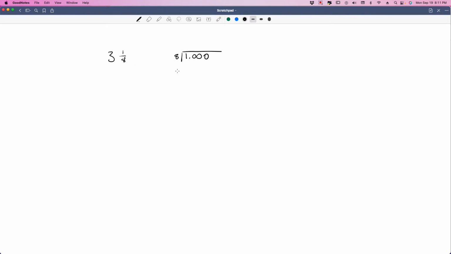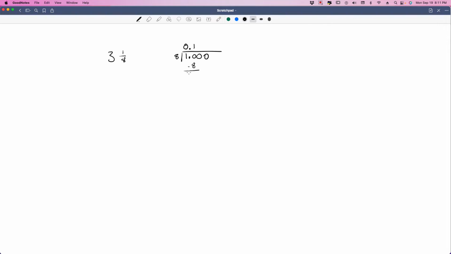Now I'm going to say 8 into 1. I can't put 8 into 1. 1 is less than 8, so that's a 0. All right, so now I move to the next place, and that makes this a 10, right? 8 goes into 10 one time. 1 times 8 is 8. So now I'm going to subtract 8 from 10. 10 minus 8 is 2.